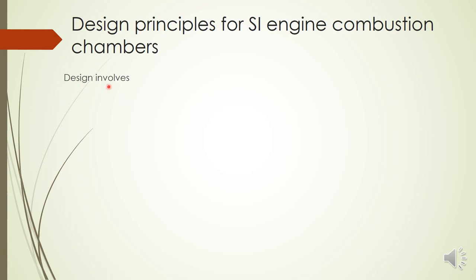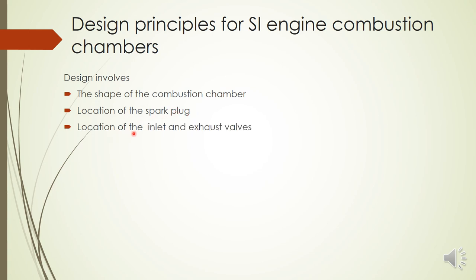So what do we mean by design of combustion chamber? Design of combustion chamber involves three things. The first one is the shape of the combustion chamber, that is, what shape of combustion chamber is to be used, then the location of the spark plug, and the location of inlet and exhaust valves. These are the three things we have to take care of in design.